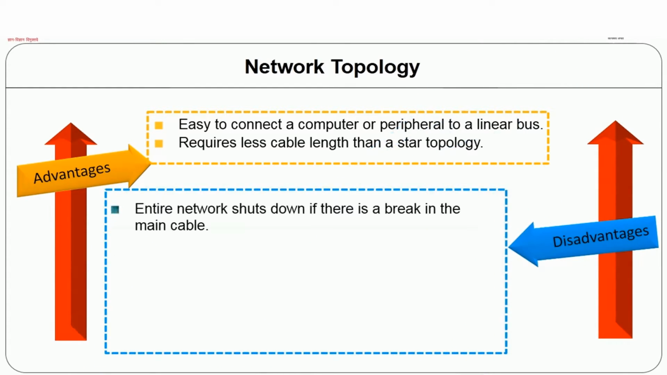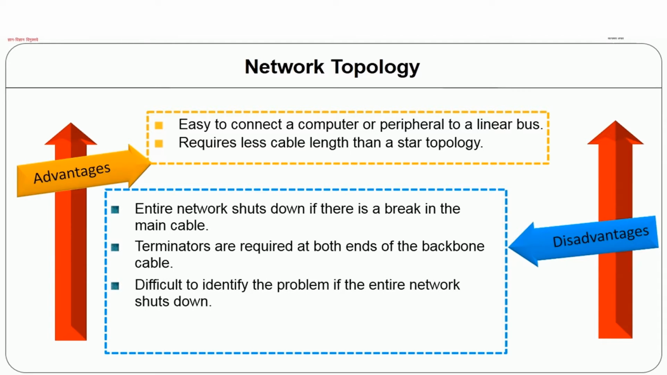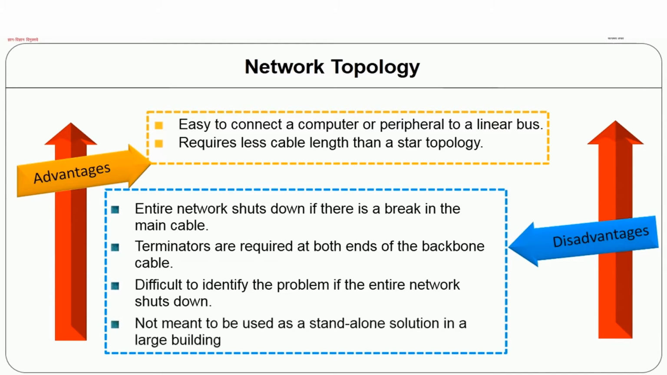Disadvantages are: the entire network shuts down if there is a break in the main cable. Terminators are required at both ends of the backbone cable. It is difficult to identify the problem if the entire network shuts down. It is not meant to be used as a standalone solution in a large building.